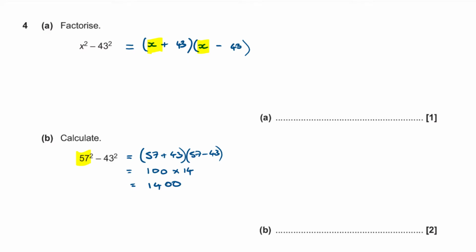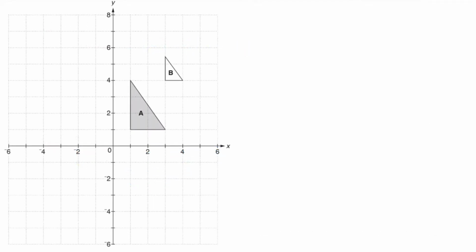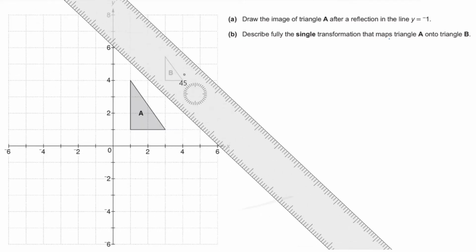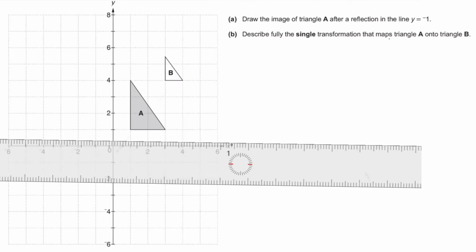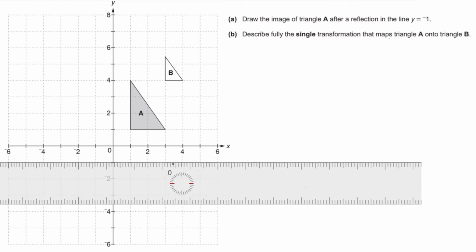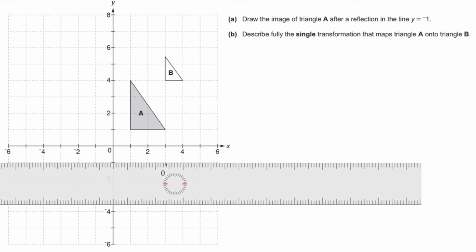1400. Question 5. Here is a coordinate grid, and part A says draw the image of triangle A after a reflection in the line y is equal to -1. Okay, so where is the mirror line y is equal to -1? Well, y equals -1 is going to be a horizontal line passing through y is equal to -1. It's going to be this line here. I'll just draw that on.